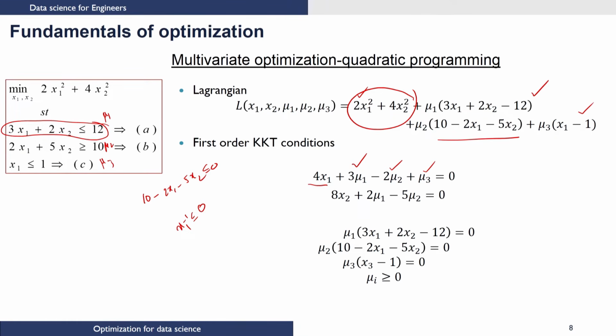So, this equals 0. So, basically this is the equation you have, and then when I differentiate the same expression with respect to x2, I get 8 x2 from this term, and from the second term I get 2 mu 1, I get minus 5 mu 2 from this term, and from this term I get nothing because it is only a function of x1. So, I get this equals 0.